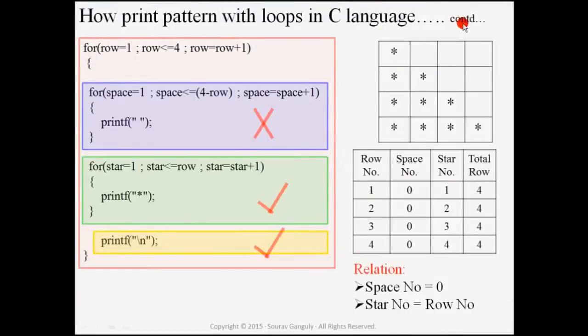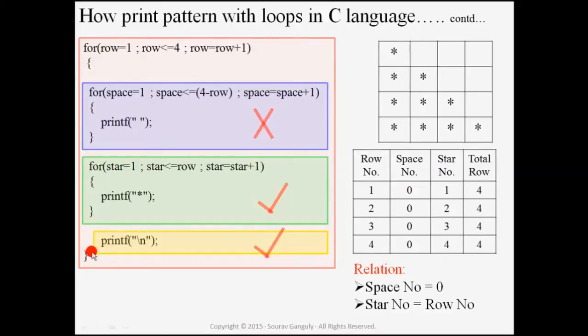Now check another print of a pattern. This section also has 4 things: row number, space number, star number, total row number. Row number 1 contains 0 space because the space is appearing at the right hand side of the symbol, so we will not calculate this space number. If the space appears at the left hand side of the last symbol of a row, then we have to calculate the space number. It is the most important thing to understand. Star number 1, 2, 3, 4 is equal to the row number, and this is the total row number. Space number is 0, star number is equal to row number.